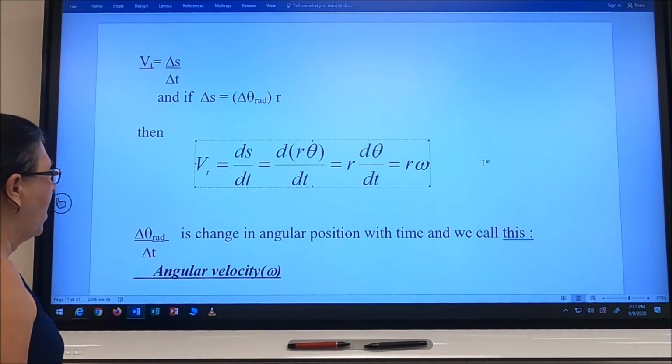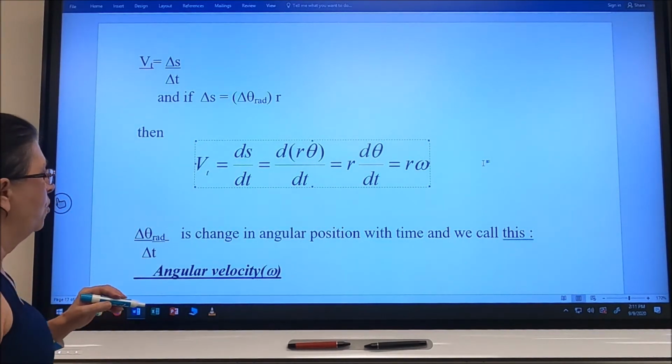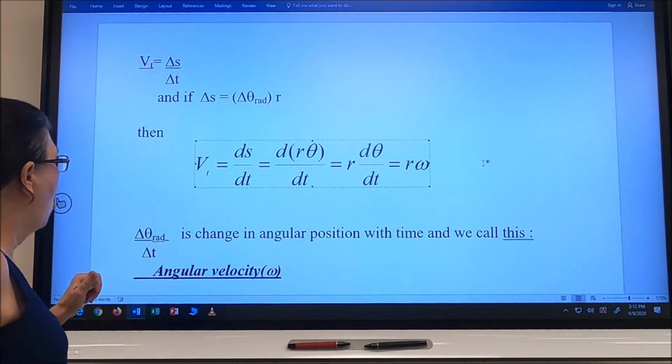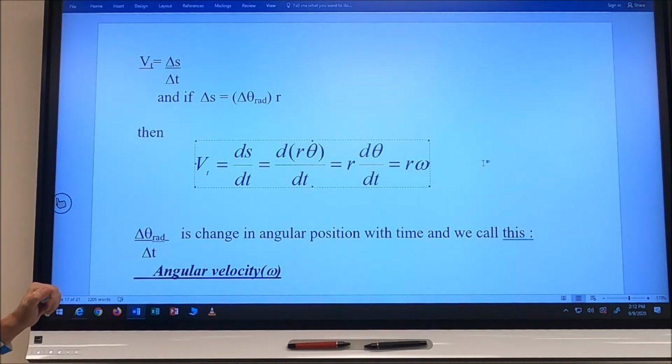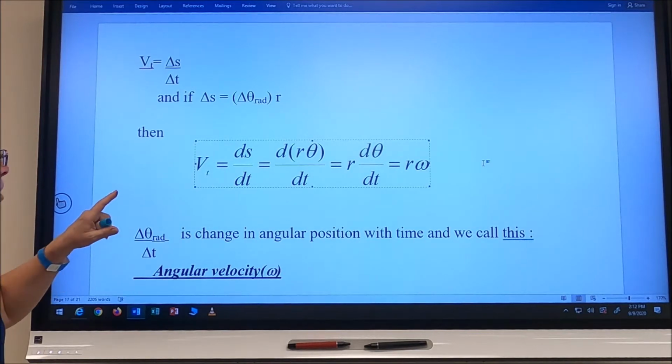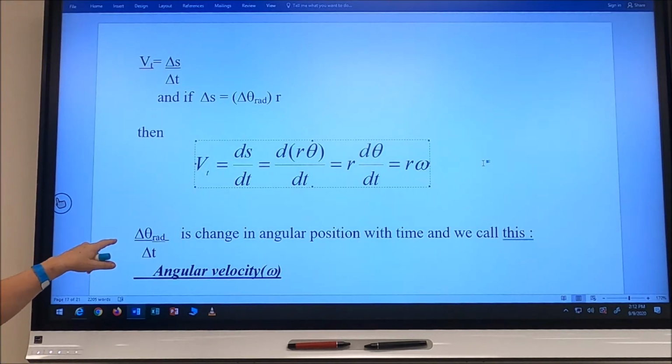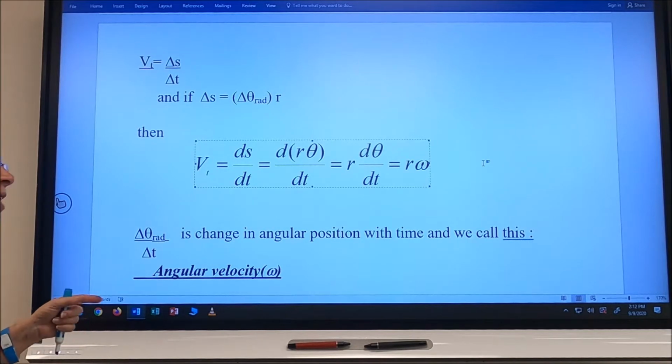And then we get V sub T equals R omega. Now, we've introduced a new symbol. Omega is called angular velocity, okay? And it's going to be positive if we're moving counterclockwise, negative if we're moving clockwise. Omega is change in angular position with time. So that's why it's our angular velocity.